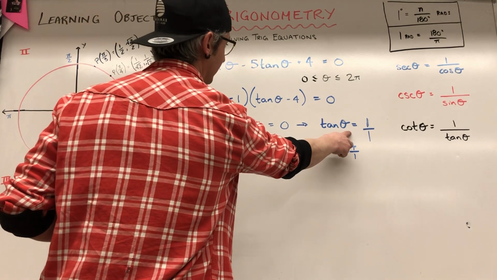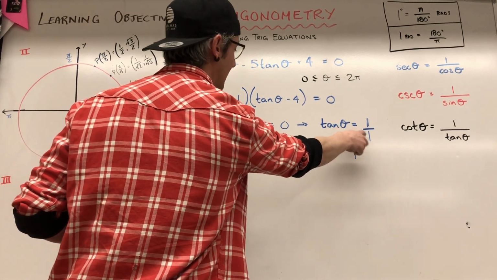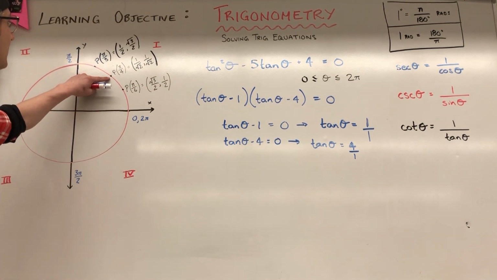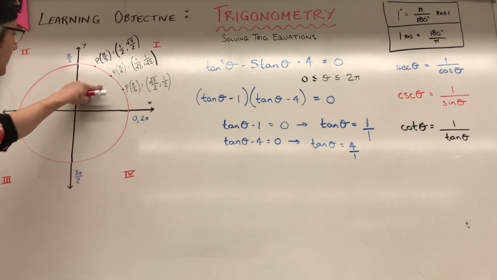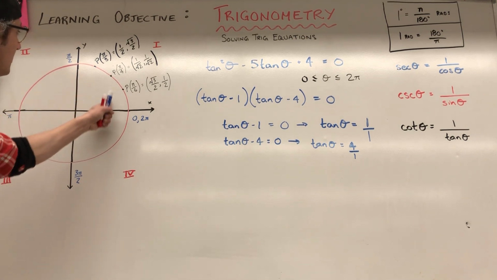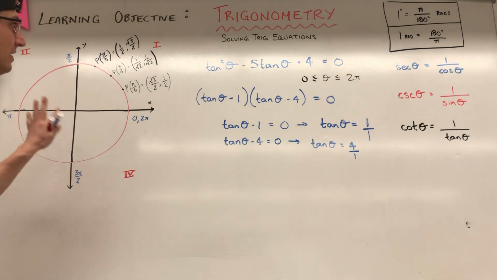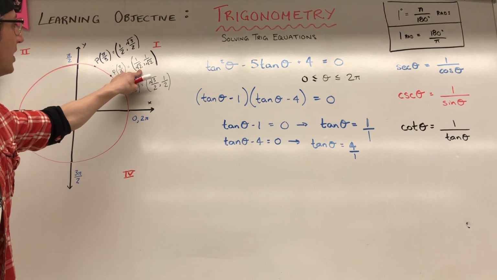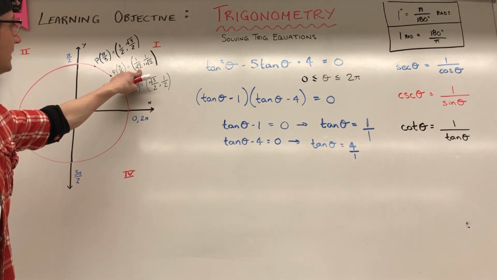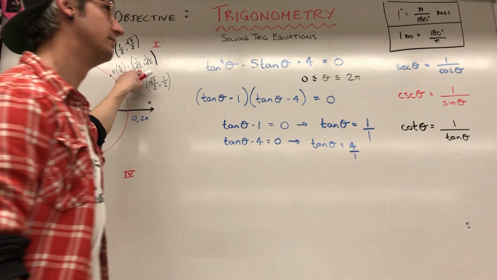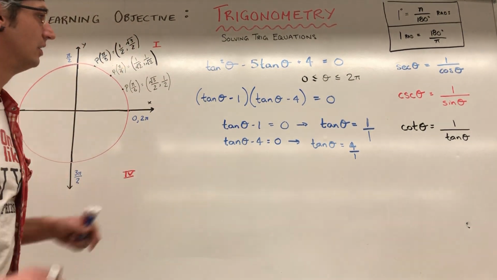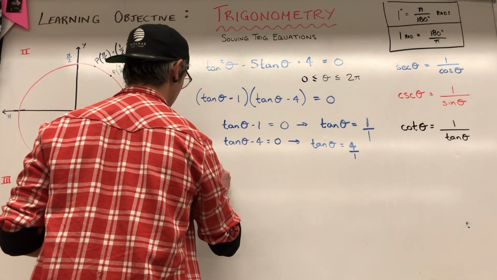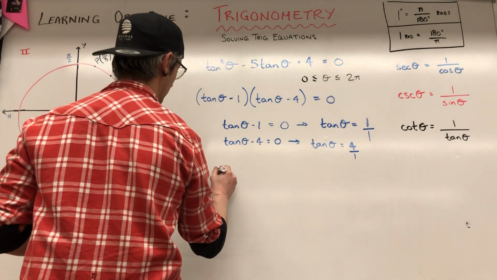So where am I going to get a tan where my opposite and my adjacent are 1? Well, that's going to happen when I'm at the 45-degree angle, because a 45-degree angle creates an opposite and an adjacent that are the same length. That's why for cos we get 1 over root 2, because root 2 becomes my hypotenuse. So in this case, tan theta equals 1 gives me a theta of pi over 4.